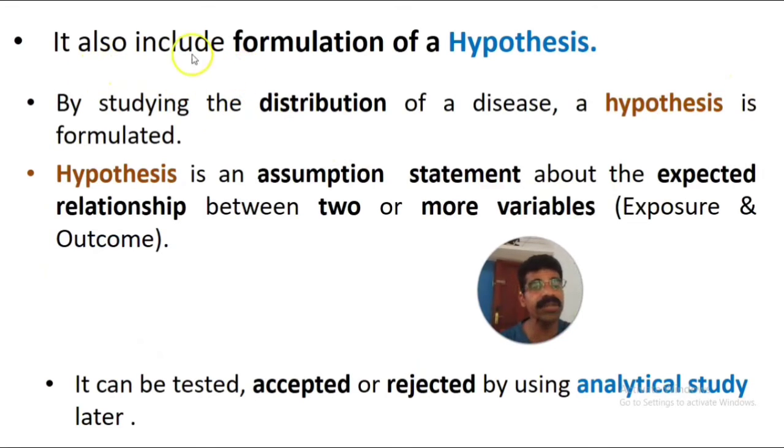Then interpretation of result also includes a formulation of a hypothesis, okay. It is nothing but an assumption, okay. It is an assumption statement made by the researcher about the expected relationship between two or more variables of a particular disease. So it is made at the end of the descriptive study. In the interpretation of the result, we formulate the hypothesis, okay. This hypothesis will be tested, that may be accepted or rejected, by using the second study, that is the analytical study later, okay. So at the end of the descriptive study, we formulate the hypothesis.